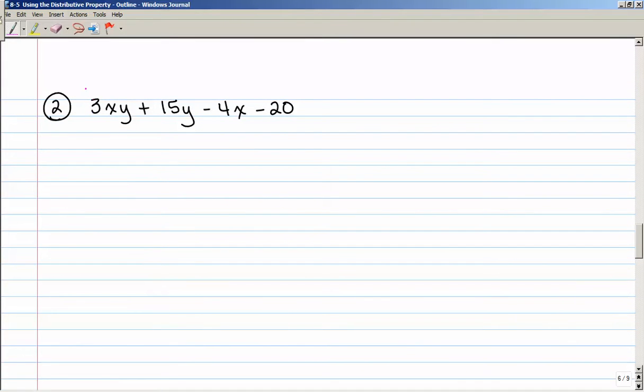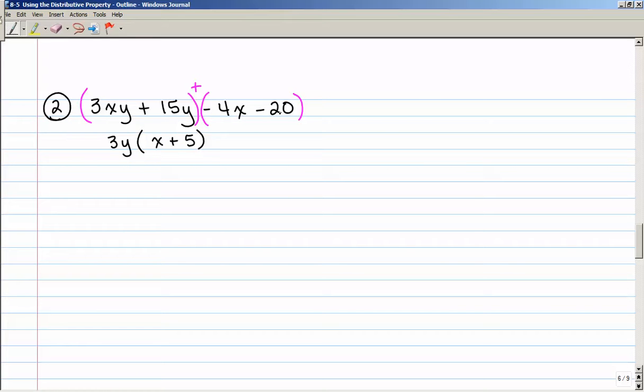3xy plus 15y. I will group those together. And a negative 4x minus 20. I'm going to group those. I'm going to grab that minus, put a plus up there, and factor out a greatest common factor out of each one of those. So out of 3xy, I can take out a 3y, and that's going to leave me with x plus 5.